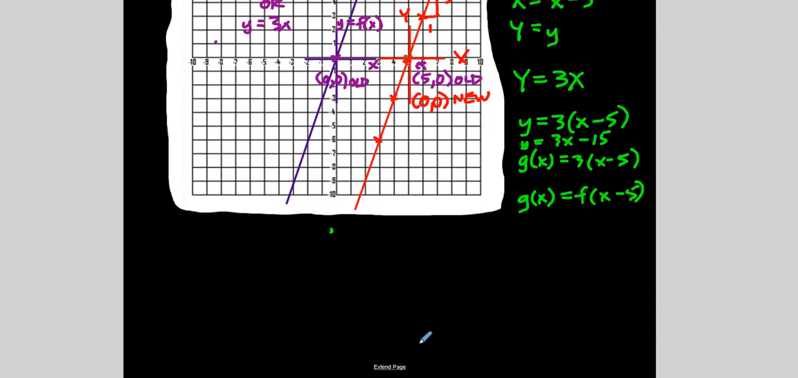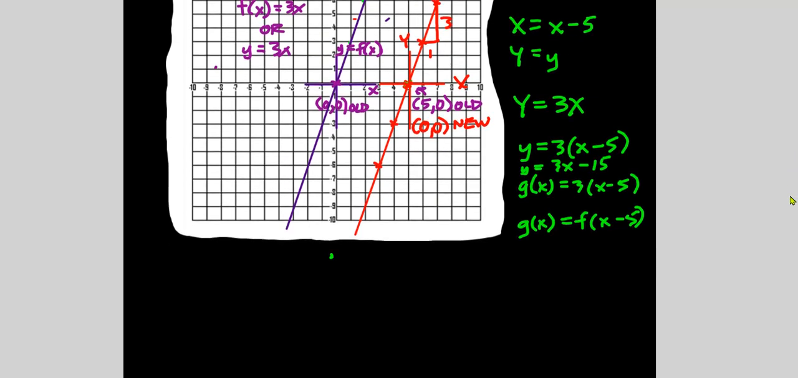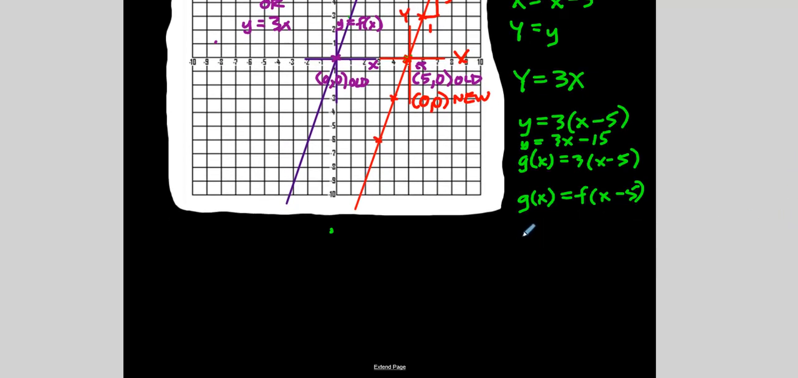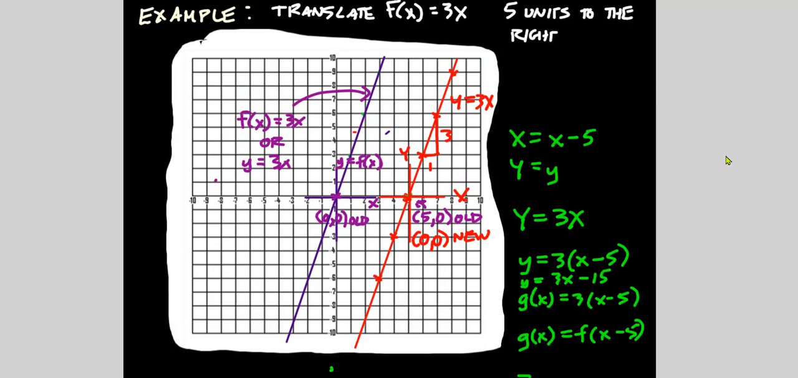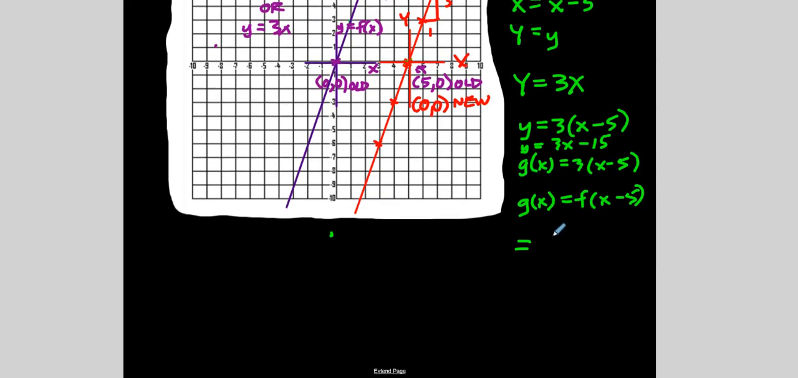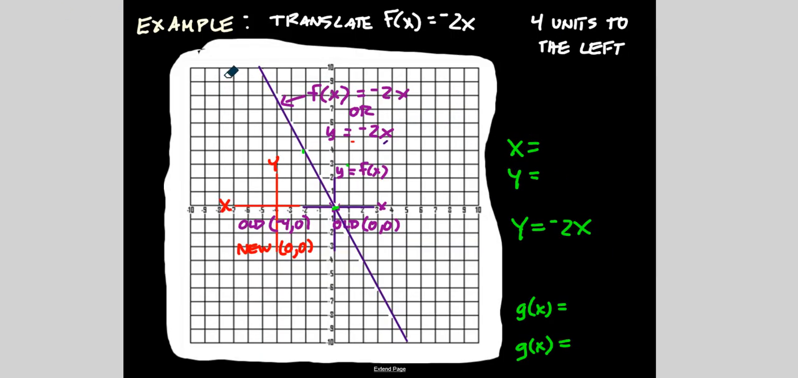Now why does that work? Because look at your original function, f of x equals 3x. Everywhere there is an x here, I'm going to replace it with x minus 5. So this becomes 3 times the quantity x minus 5, which is what we had here, which then could be written as 3x minus 15. Alright, let's look at another example.